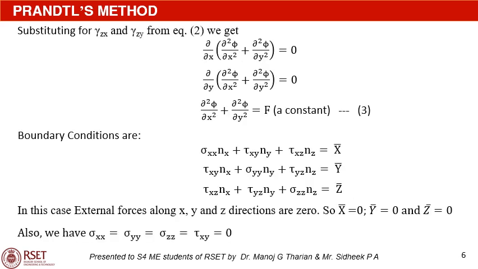Writing the strain components gamma zx and gamma zy in terms of the Prandtl stress function phi, the above equations become ∂/∂x of (∂²phi/∂x² + ∂²phi/∂y²) equal to 0, and ∂/∂y of (∂²phi/∂x² + ∂²phi/∂y²) equal to 0. This means ∂²phi/∂x² + ∂²phi/∂y² equal to a constant. For the time being, we'll name the constant as f.